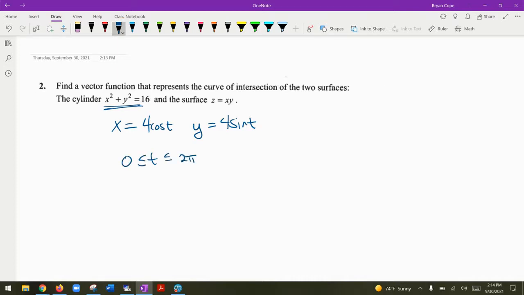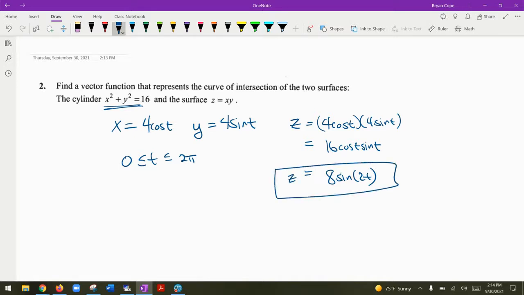And let's go visualize this too on the plot 3D once we have it built to just see if it really works. And then so z is just a subbing in of those two things. So z would be 4 cosine t times 4 sine t, or 16 cosine t sine t. Wait, that's an identity, isn't it? 8 sine 2t, right? No need to know those for the test, okay? It's just a fun fact. All right, so here's z. So let's go look at that parametrically and make sure it works okay.